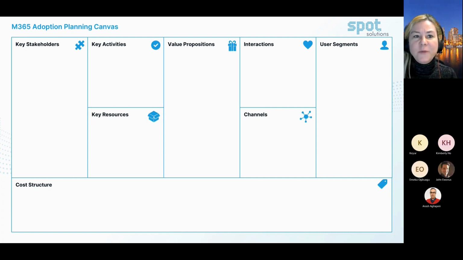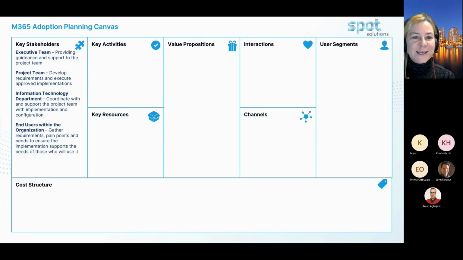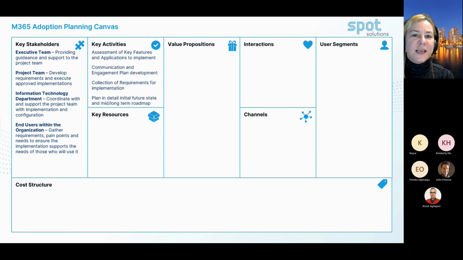So this is an M365 adoption planning canvas, and it can be really good as a starting point to understanding what your organization needs. You start by identifying key stakeholders and making sure that you understand who is going to be directly impacted. We've given an example here, including the end users who are going to be impacted by it. Then we want to identify some of the key activities that we're going to need to do in order to build our roadmap: assessing the features, communication and engagement plans, getting the requirements.